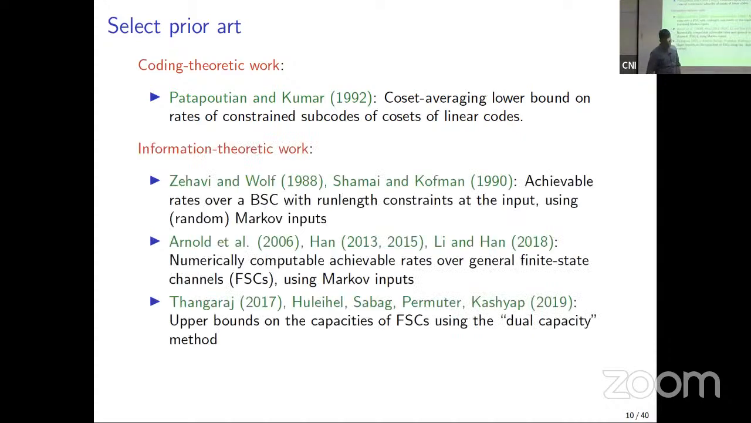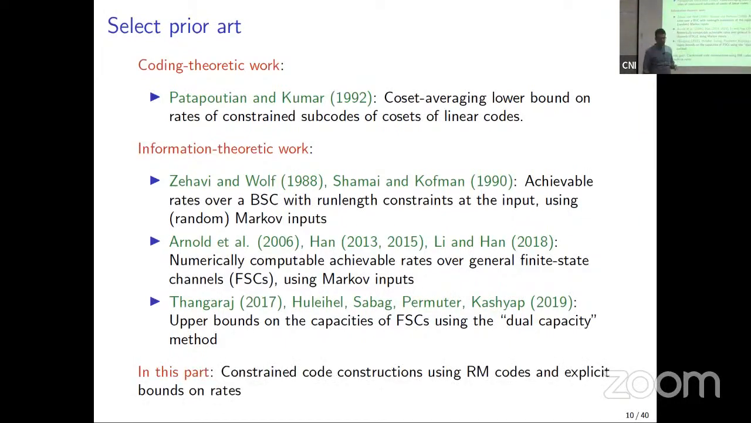But on the information theoretic end, we do have a long line of work, beginning with, say, Zehavi and Wolf, who provided random coding arguments and computable bounds using these random Markovian input distributions. And you can use the same random Markovian input distributions and generate even better algorithms, like stochastic approximation algorithms, quantization schemes, in order to compute achievable rates. And from the other side, you have upper bounds on the capacities of these channels, and these are derived using well-known methods in information theory, the so-called dual capacity methods.